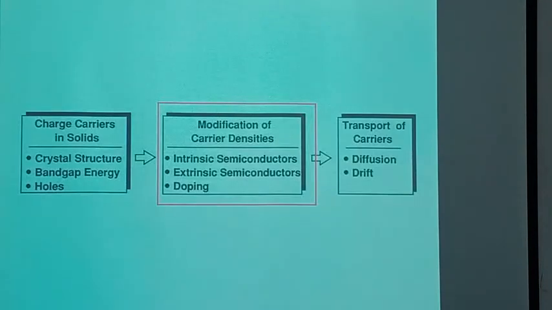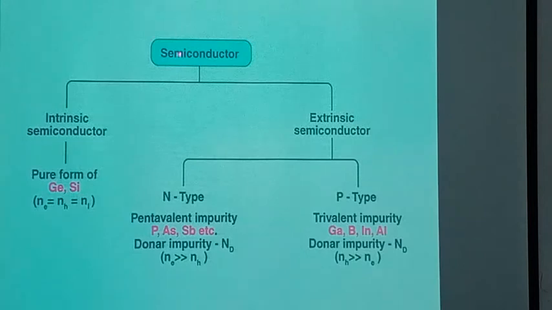So these are the types of semiconductors: intrinsic semiconductor and extrinsic semiconductor. Intrinsic is known as pure semiconductor, and extrinsic has two types: N-type semiconductor and P-type semiconductor. N-type has pentavalent impurities such as phosphorus. It is also called a donor impurity, and P-type semiconductor material has trivalent impurity, which is also called acceptor impurity Nd.